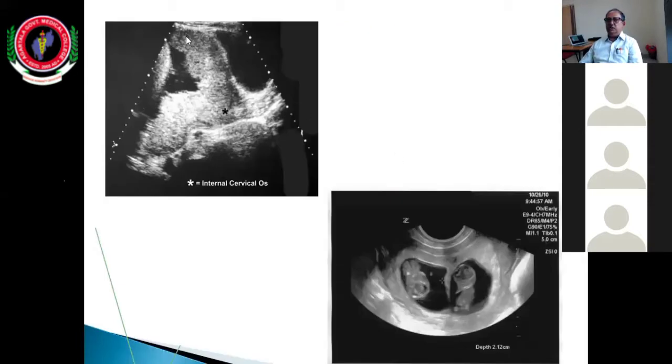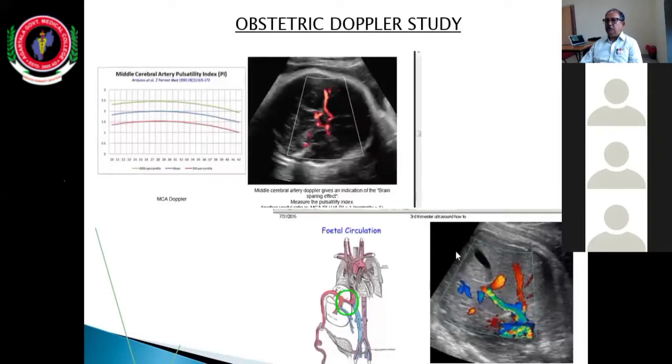And this is also the image of a pregnant lady. This is the placenta insertion, and this is the internal cervical os. This is the image of a pregnant woman showing a twin pregnancy. This is the obstetrical Doppler. You can see the fetal head within this Doppler vessel, circle of Willis, and the middle cerebral artery. This is the image of the liver, where you can see the hepatic veins.